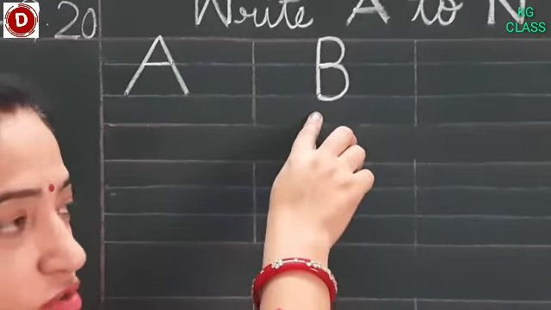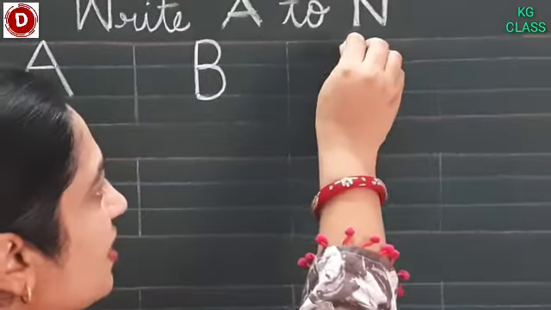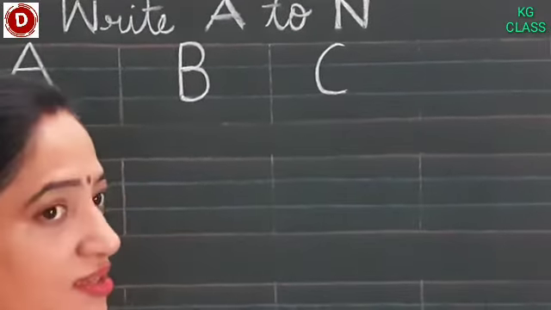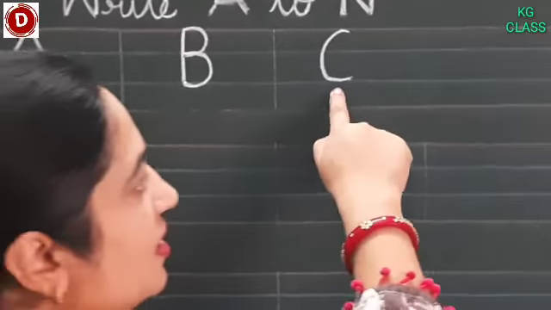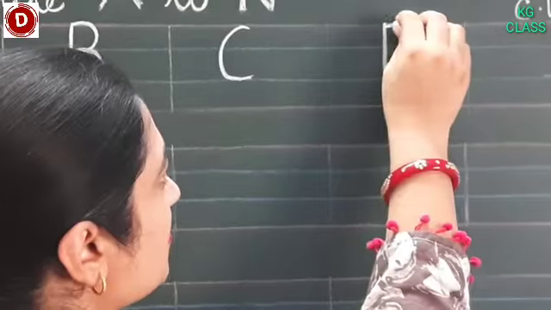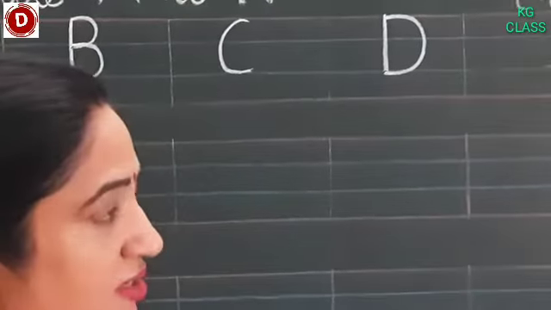In this way you have to make B. After B, C. A big semicircle like this. C. This is letter C. After C comes D, a standing line and a semicircle, an upside-down semicircle. Okay, like this. You have to make D.